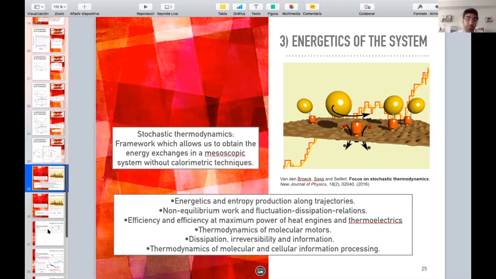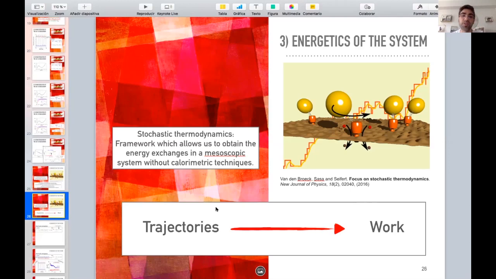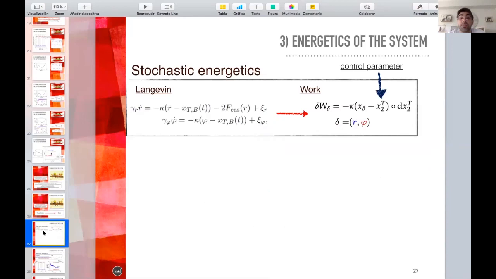But at the end, it's very easy. Stochastic energetics allows us to connect the trajectories, our observables, since we are not able to inject a very small nanometer-scale thermometer in our system, and from these trajectories obtain the work exchange. The beauty of stochastic thermodynamics lies in the connection between the Langevin equation that we wrote down before and the work expression. At the end, work is the energy exchanged by a system due to a change of a free parameter, for example the stiffness of the trap, or in this case, we are displacing the trap in the fluid. So this is our control parameter.